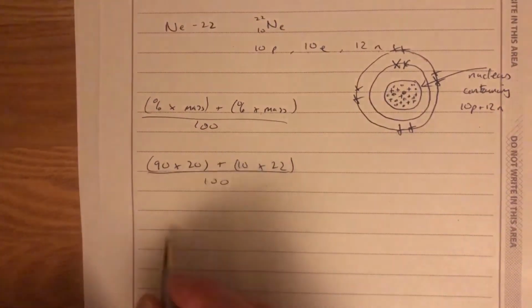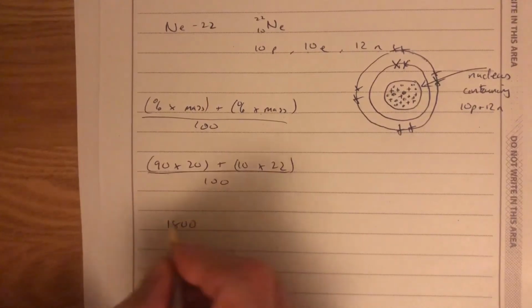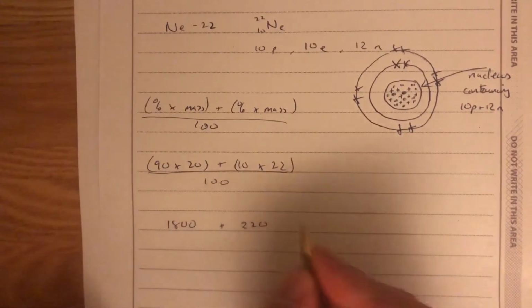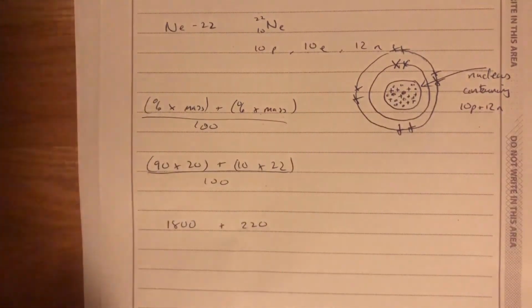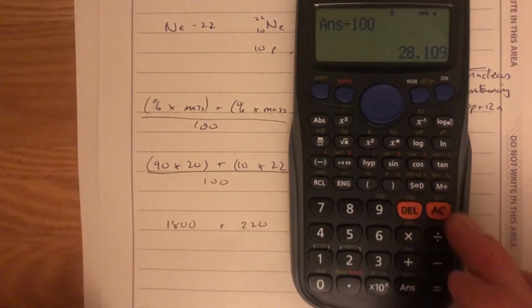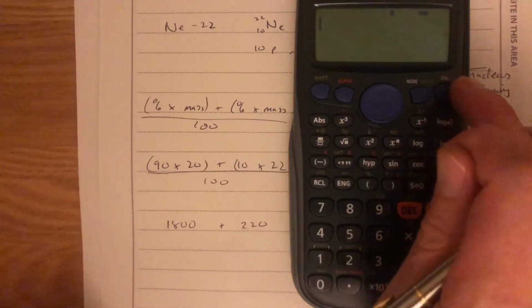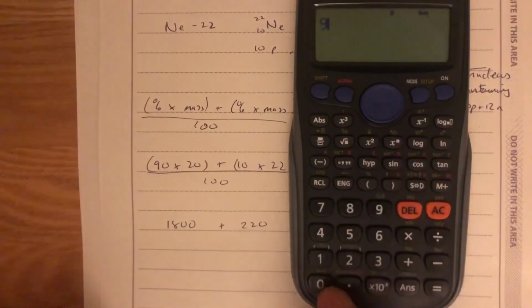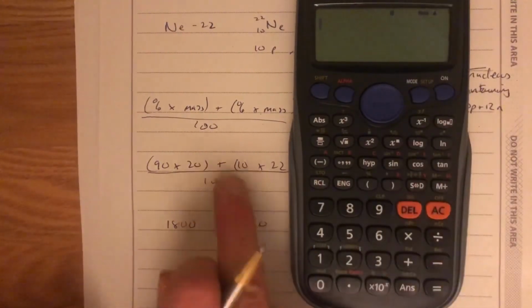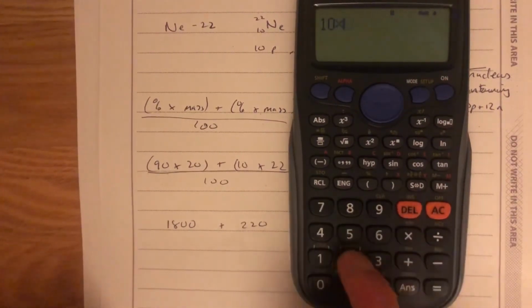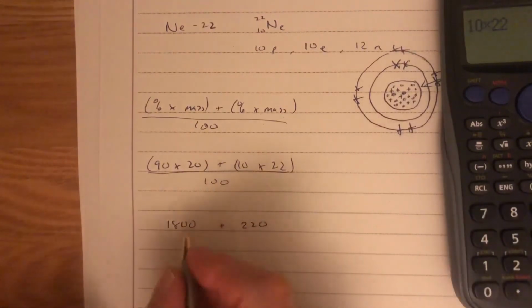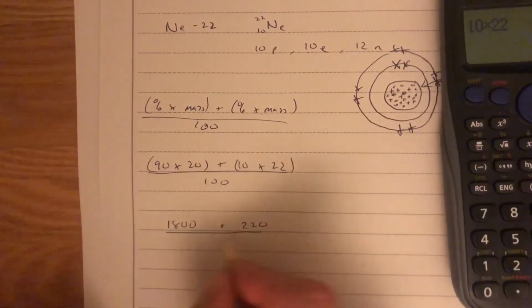So 90 times 20, just doing that in my head, that's 1800. Plus 10 times 22, that's 220 in my head. We can check all that on a calculator. And I always think it's good just to do it in your head and check it on a calculator, because that way you're very, very unlikely to get it wrong. So 90 times 20, I said that was 1800. It is. Next one, 10 times 22 equals 220. So my mental arithmetic's correct. And then we're going to divide that by 100.